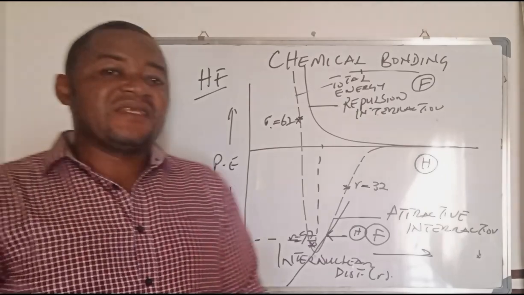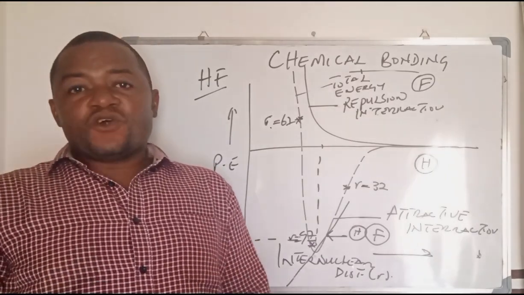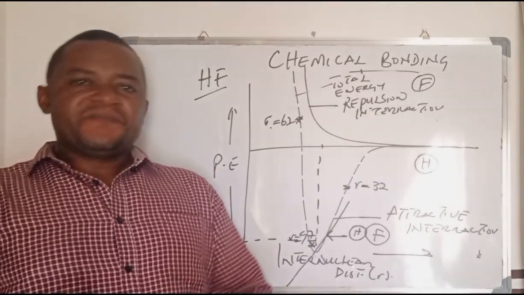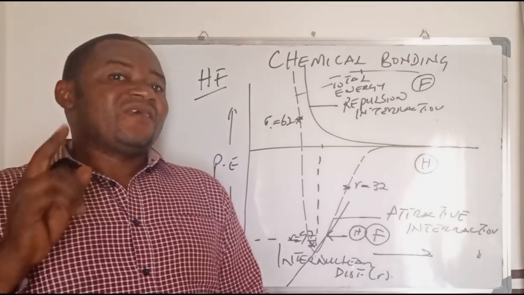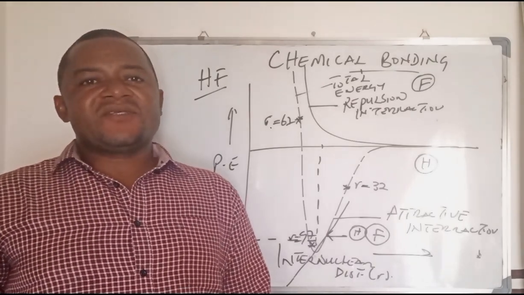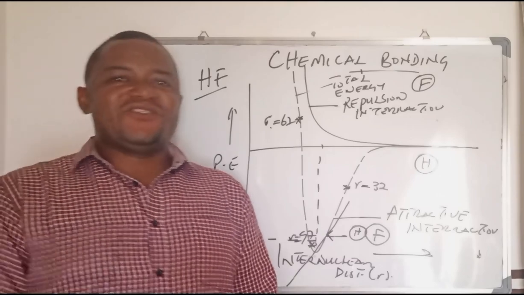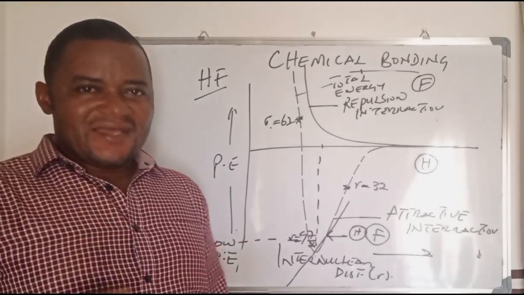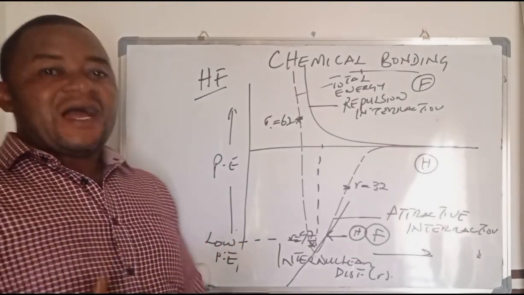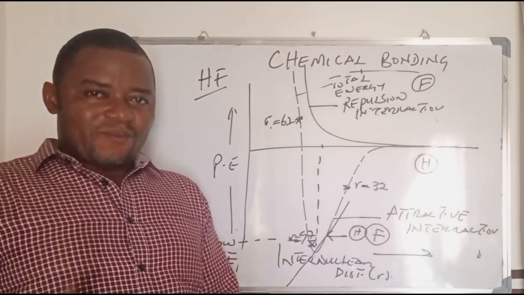So it means that atoms combine with themselves to form molecules only when they experience a very low system energy. Now that explains it. Now we go to talk about actually the ionic bonding.